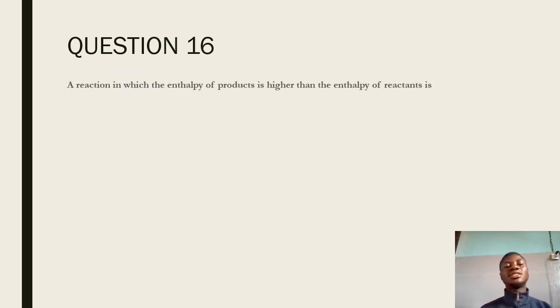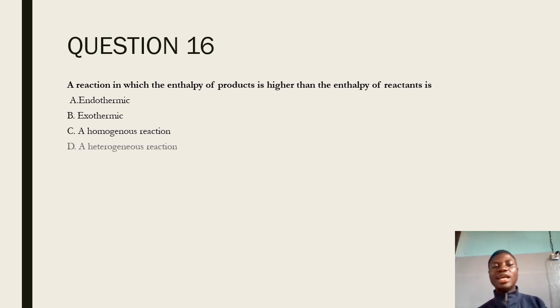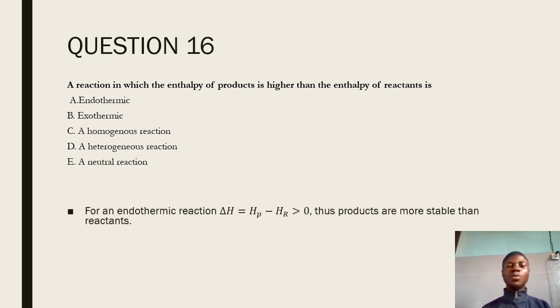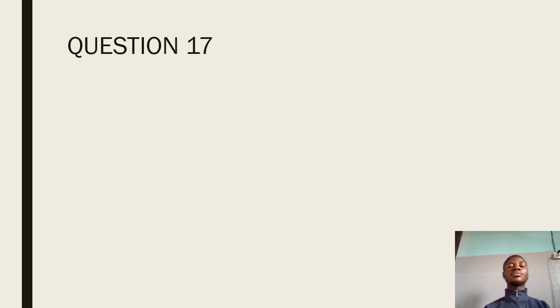Now move to question 16, which says a reaction in which the enthalpy of product is greater than the enthalpy of reactant is an endothermic reaction. It is a reaction whereby heat is absorbed from the surrounding. If it is absorbed from the surrounding, it therefore implies that the product will get higher energy than the reactant, and therefore the enthalpy of that reaction is going to be greater than 0. And therefore, a reaction where the enthalpy of products is higher than that of the reactant is an endothermic reaction, and the answer is A.